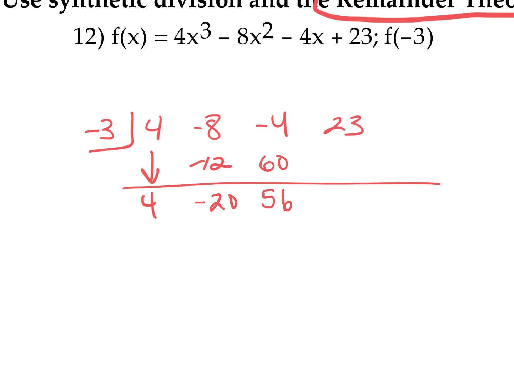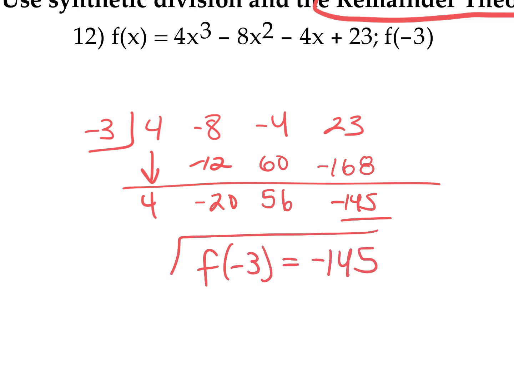What's 56 times -3? -168, thank you. And then what's 23 minus 168? -145. Somebody did their homework. Thank you, sir. So you would answer this question and say f of -3 equals -145. When I use -3 to synthetically divide, my remainder is -145.